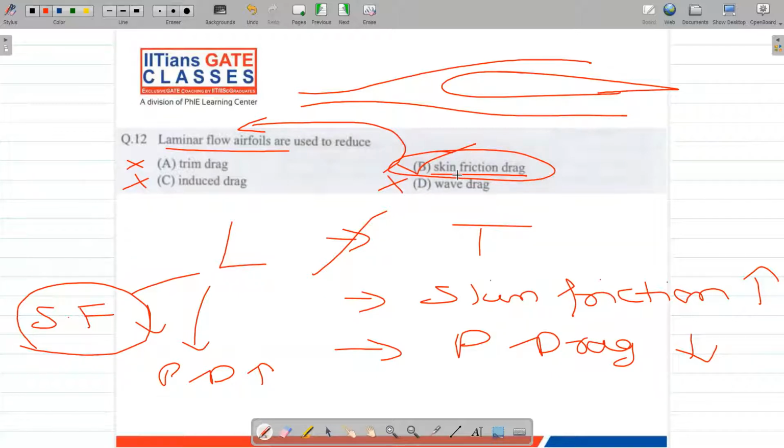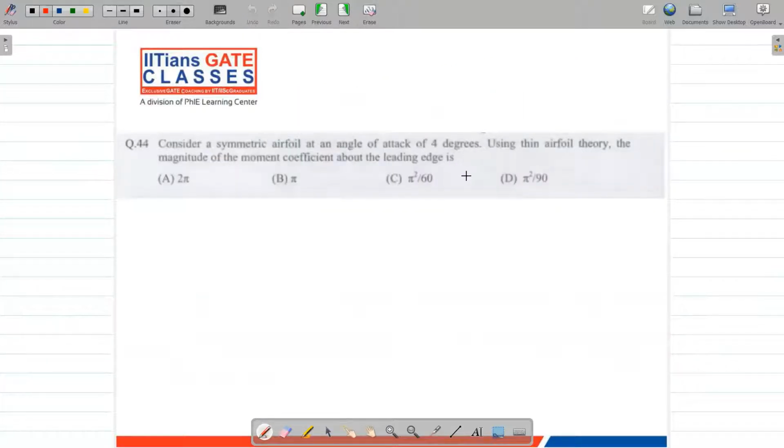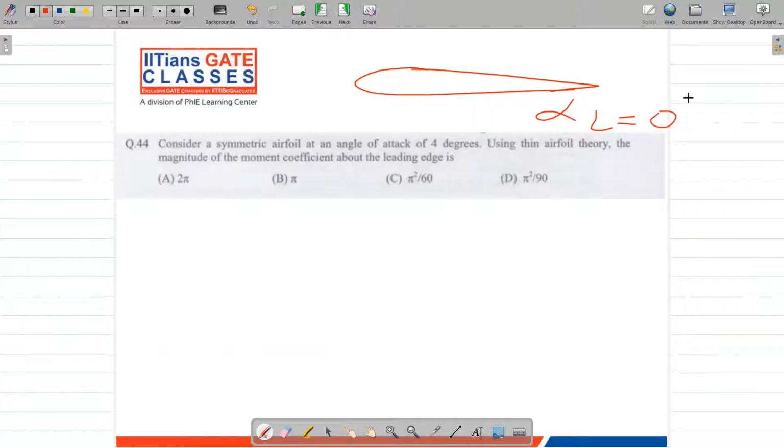All right, now let's look at this simple problem. Consider a symmetric airfoil at an angle of attack of 4 degrees. So you have a symmetric airfoil, which basically tells you that alpha L equal to 0, the zero-lift angle of attack is nothing but 0 degrees or radians, and it is flying at an angle of attack of alpha equal to 4 degrees.